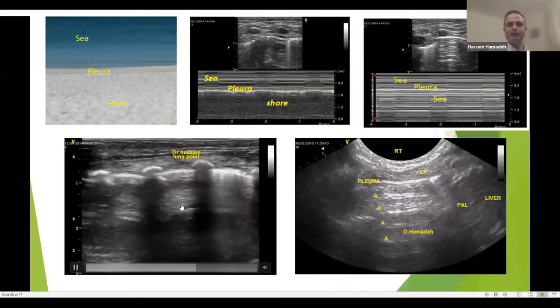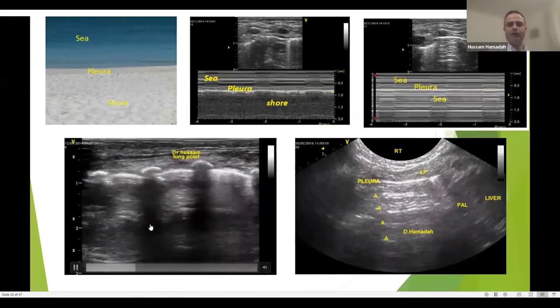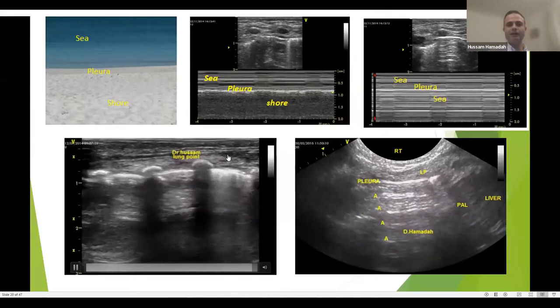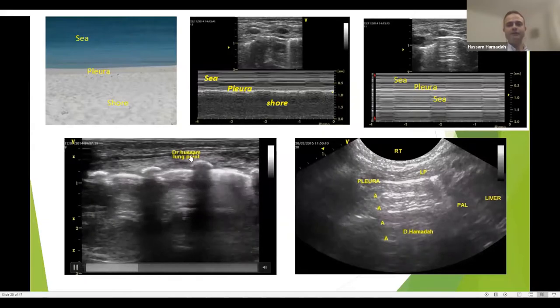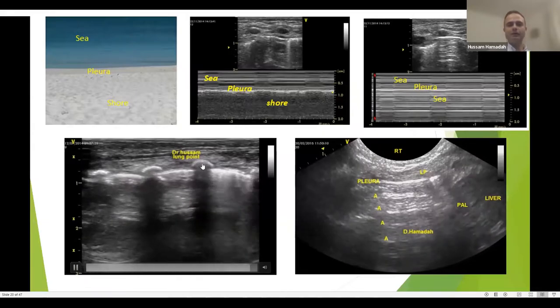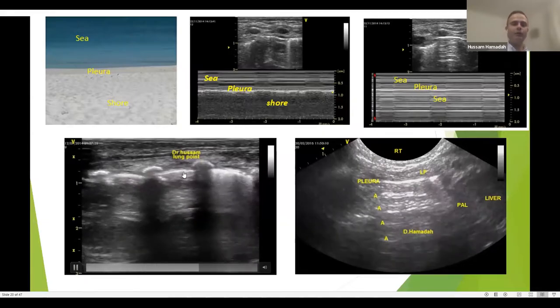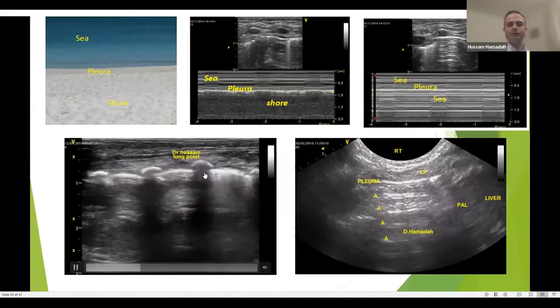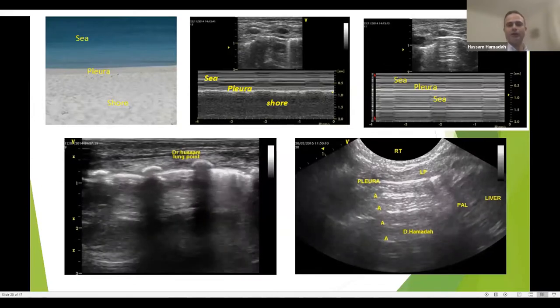So this here is the area of pneumothorax, and here is the area of normal lung. So what we have seen here is the lung point. It is the connection between the normal pleura and abnormal pleura. You are 100% sure that this is pneumothorax. There is no doubt.